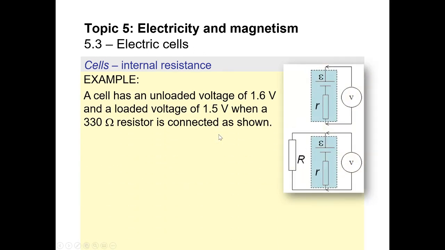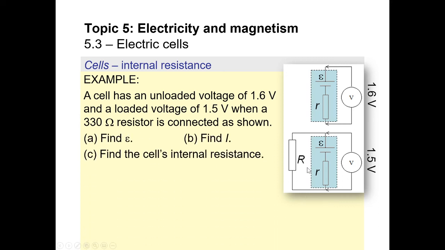Let's actually try some problems with this. All right. A cell has an unloaded voltage of 1.6 volts and a loaded voltage of 1.5 volts when a 330 ohm resistor is connected as shown. All right, part A, find epsilon, part B, find I, and part C, find the cell's internal resistance.